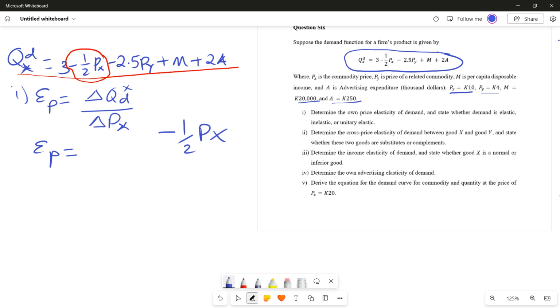Okay, so the price of y is not going to affect our analysis, income is not going to affect our analysis, advertising expenditure is also not going to affect our analysis. Why? Because our focus right now is on the impact of a change in the price of good x on the quantity demanded of good x, right? So we are going to differentiate minus half Px with respect to Px.